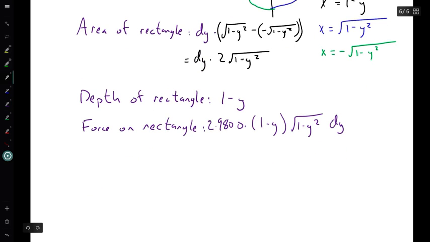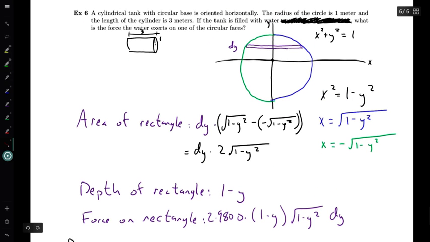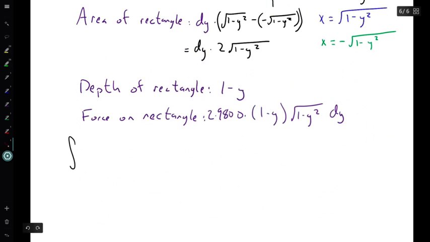So we need to integrate here, and since we're integrating with respect to y, I want to integrate from the smallest y value where the water is to the largest y value where the water is. Well, the smallest y value is here at y equals minus 1, and the largest y value is here at y equals positive 1. So I'm integrating from minus 1 to 1 of twice 9800, we'll just leave it like that, times 1 minus y, square root of 1 minus y squared dy.